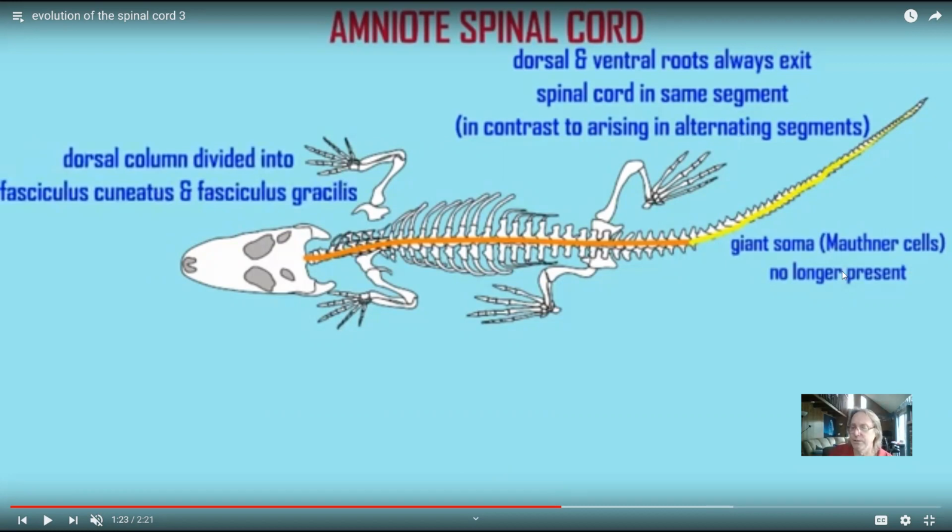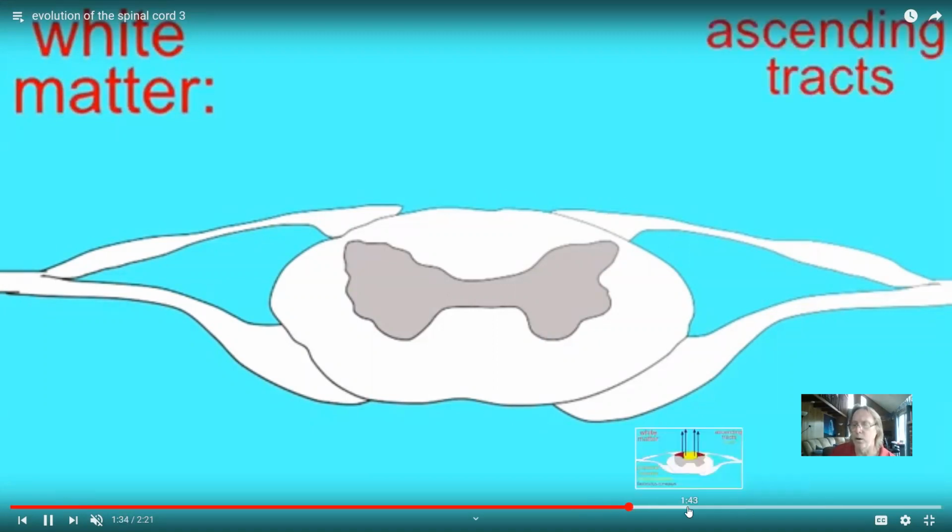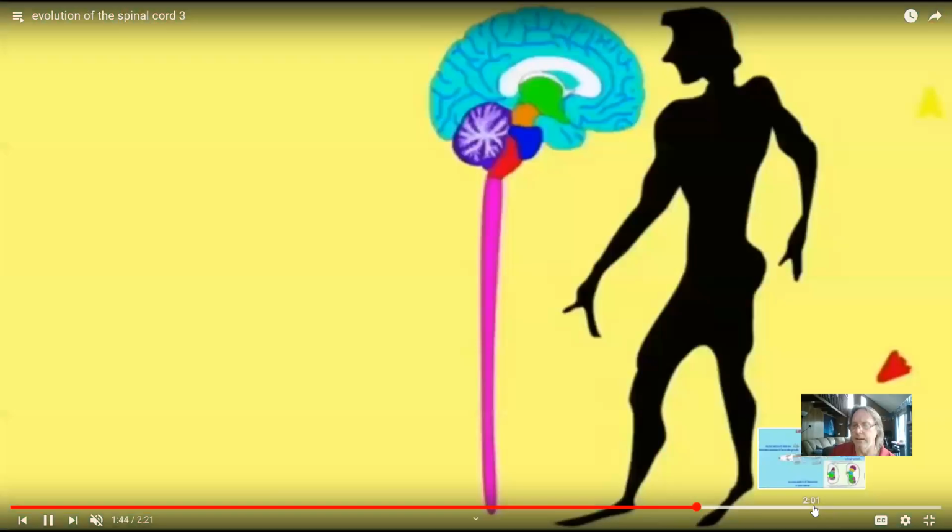Those giant cells of the spinal cord are no longer present, as they are in chordates, in fish, and in amphibians. The dorsal column for touch, if you recall, in humans is split into an area for the legs and an area for the arms, and that is true of all amniotes: the fasciculus gracilis for the legs, the fasciculus cuneatus for the arms. They would be the red and the yellow sections here.